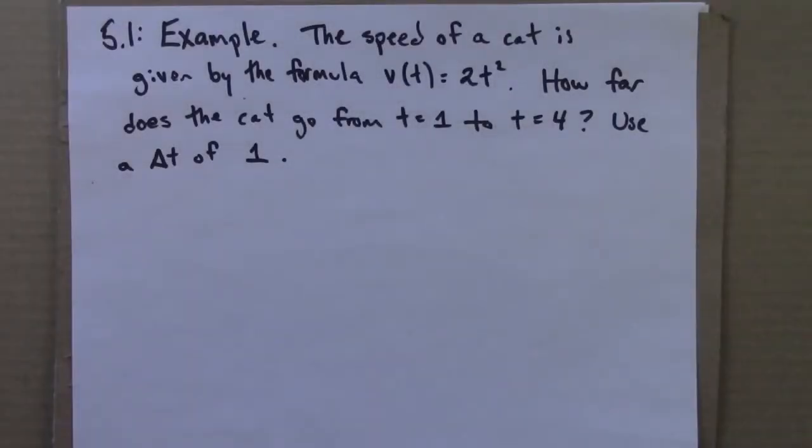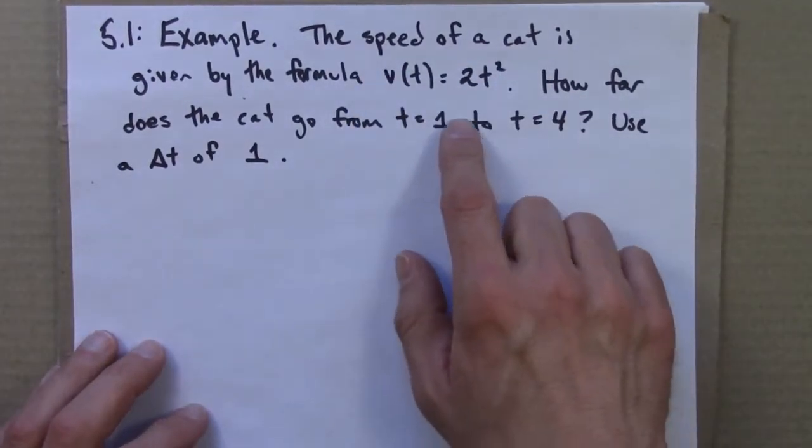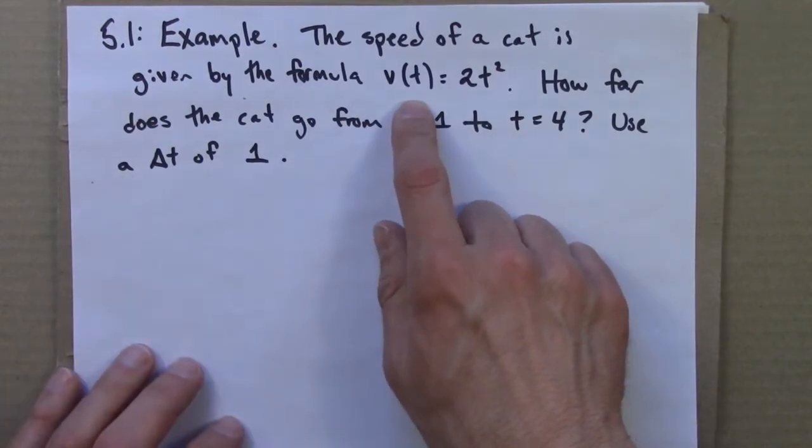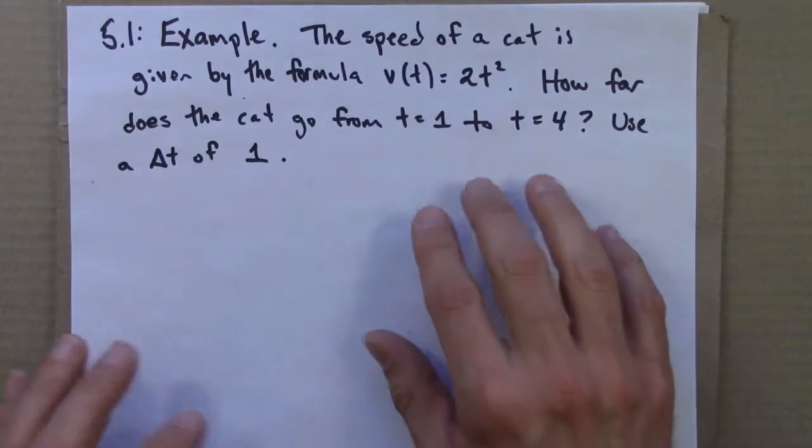Here's another example based on the material from chapter 5.1. The speed of a cat is given by this formula: v of t is 2t squared. This is a little different than what we did in class.